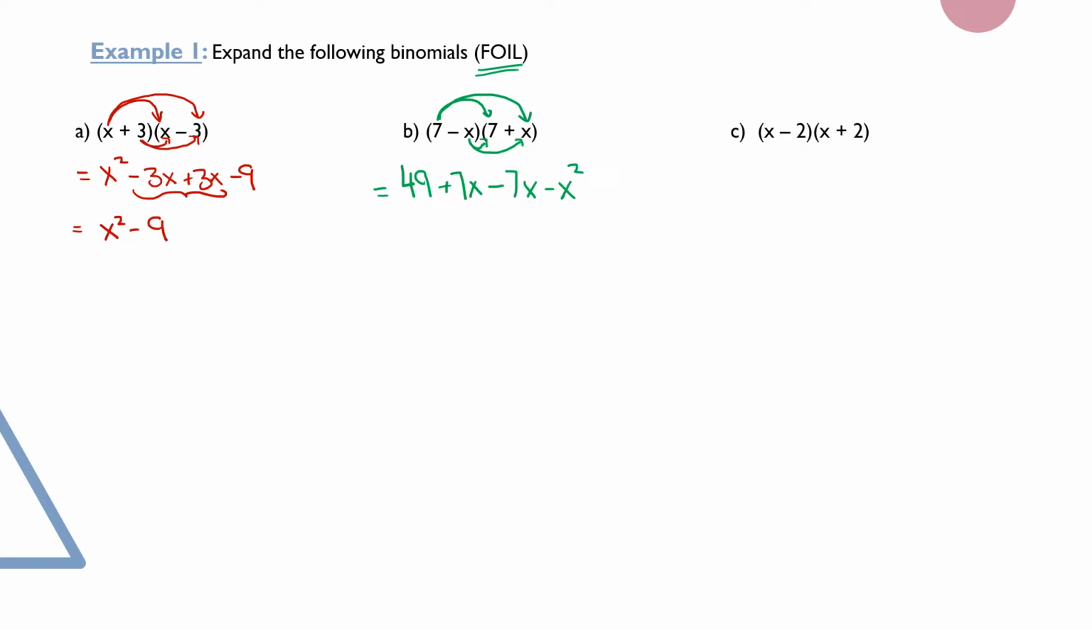And I have some like terms here too. I have a positive 7x and a negative 7x, and they cancel each other out and make 0, so I'm left with 49 minus x squared.